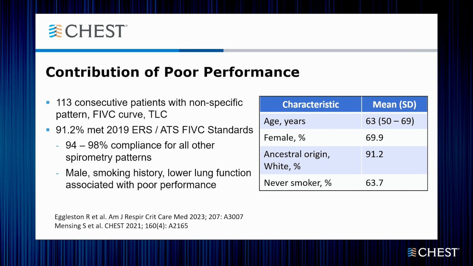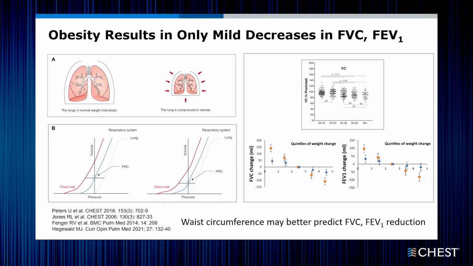And in the interest of time, I'll simply say that we found that there was a slight increased frequency of poor performance, but it was still pretty good. So there's probably an element of poor performance with PRISm, and certainly if you see this pattern in your lab, you should at least go back and take a look at the curves and make sure that acceptability and repeatability criteria are met. But this does really seem like a true entity.